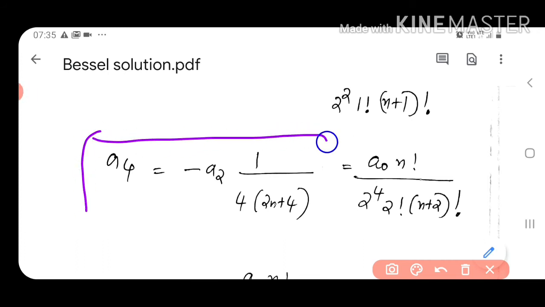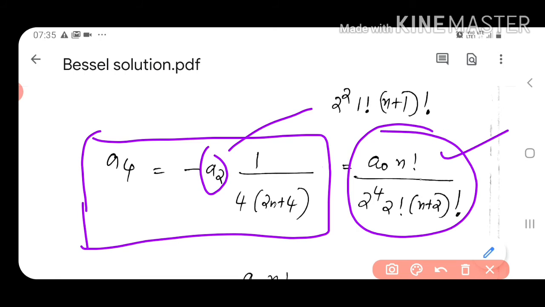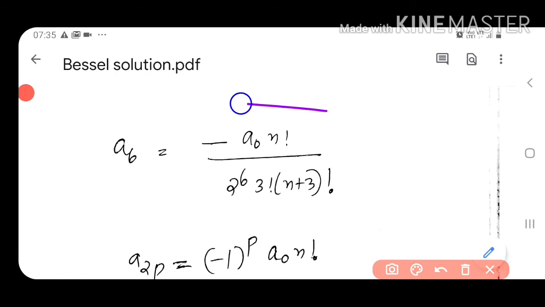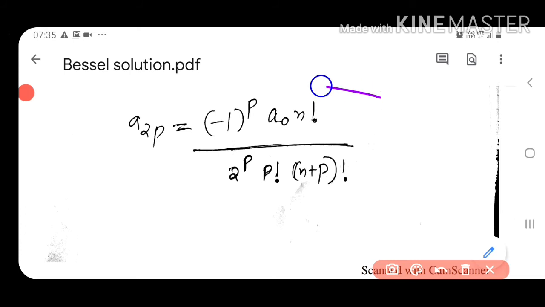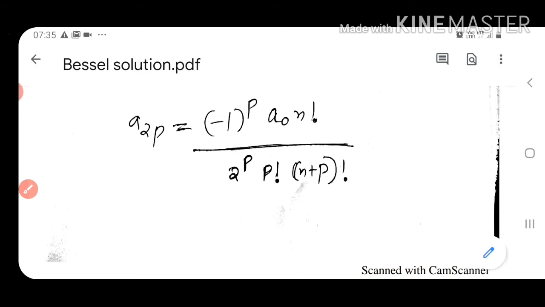And this is a4. When we put j equal to 2, we can get a4, and a2 we substitute from here, and we will get this: a0 n factorial by 2 raised to 4 into 2 factorial into n plus 2 factorial, and this will be a6. Okay, and we can write the general relation a2p equal to minus 1 to the power p a0 n factorial by 2 to the power 2p into p factorial into n plus p factorial.